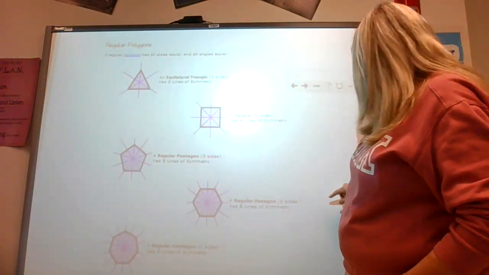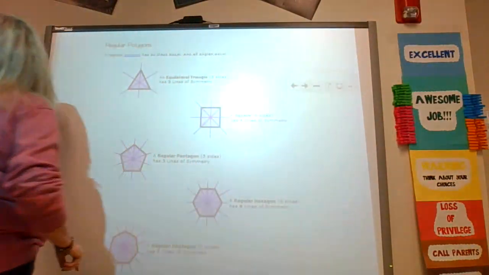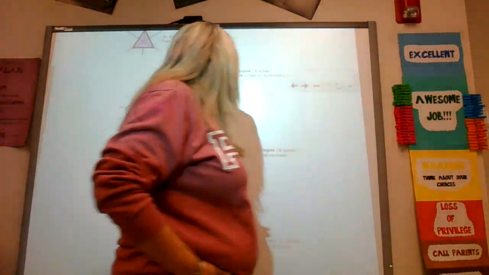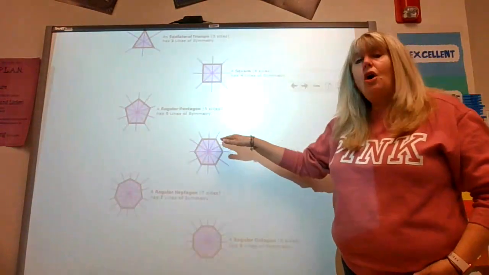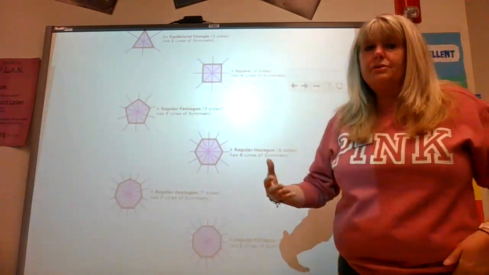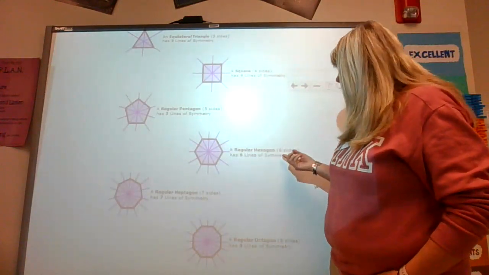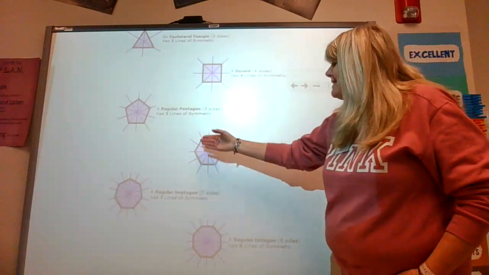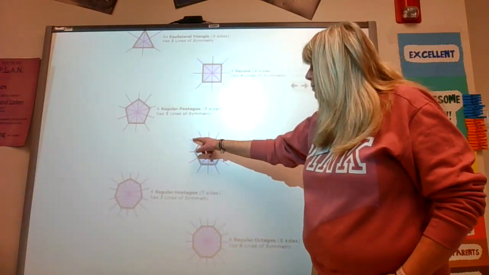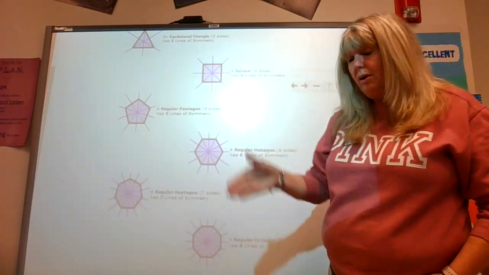A regular hexagon, let's see if I can get this to pull up. A regular hexagon means all sides are equal, because you can have a six-sided figure where the sides are not equal, and it still would be considered a hexagon. So a regular hexagon will have six lines of symmetry, top to bottom, across horizontally, and then through each one of the sides. And remember, the symmetry is all the way through.